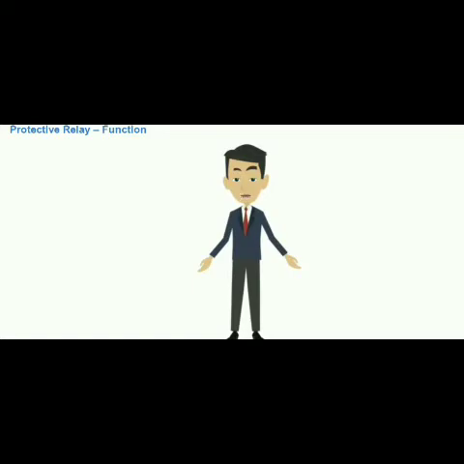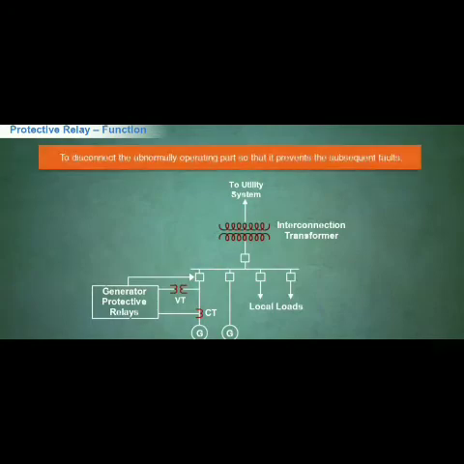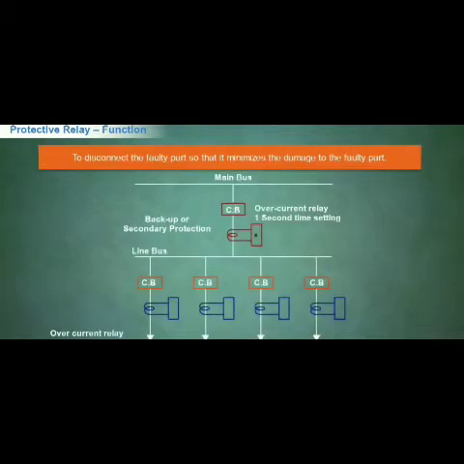So what does a relay do? Well, the function of a protective relay is to give an alarm or trip the circuit breaker so that it disconnects a component during an abnormal condition in the component, which includes overload, under voltage, and temperature rise. It disconnects the abnormally operating part so that it prevents subsequent faults. It disconnects the faulty part so that it minimizes the damage to the faulty part.